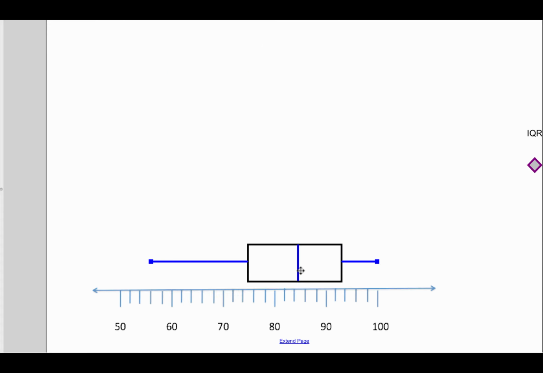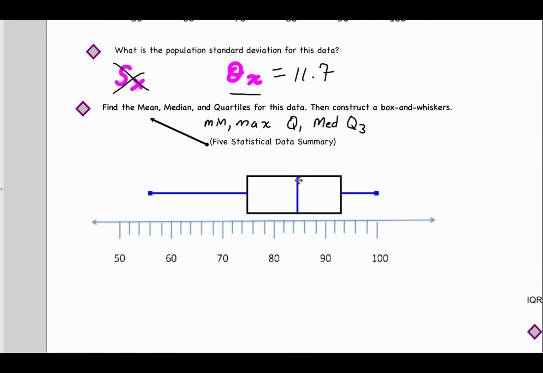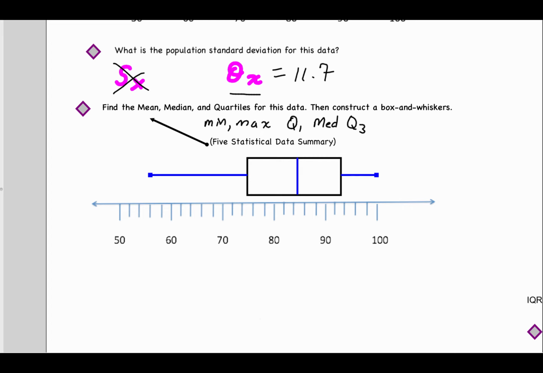So I have my box and whisker conveniently drawn already. Once again, the biggest problem I see with the box and whisker is kids do this. They do a box, they do some whiskers, whoops, and they just randomly draw it. No, you can't do that. You have to have it on a scale. So I can see the spread. I can see how big this box looks. I can see how far away my lowest and my highest is. That's the whole point.